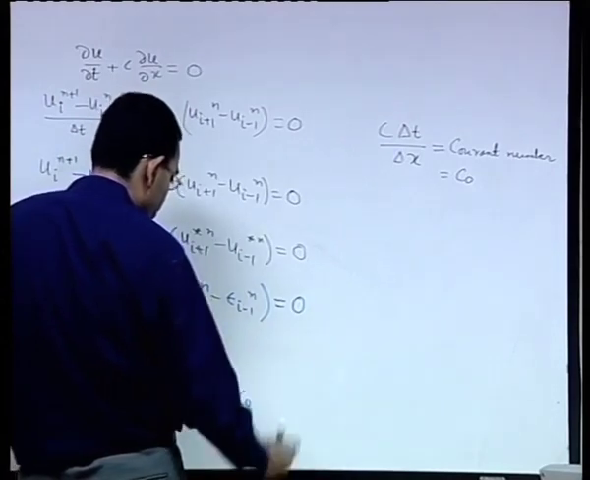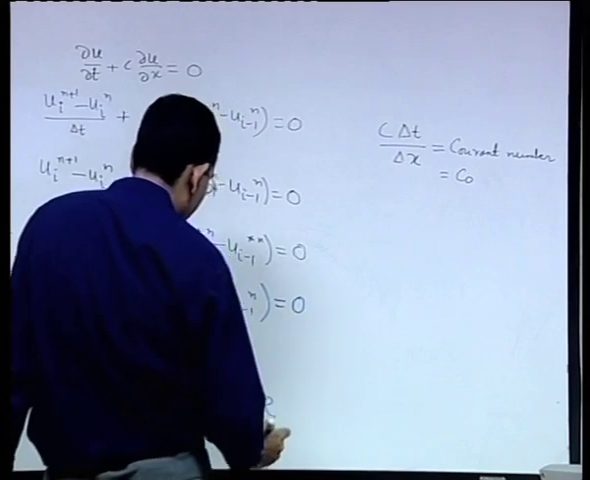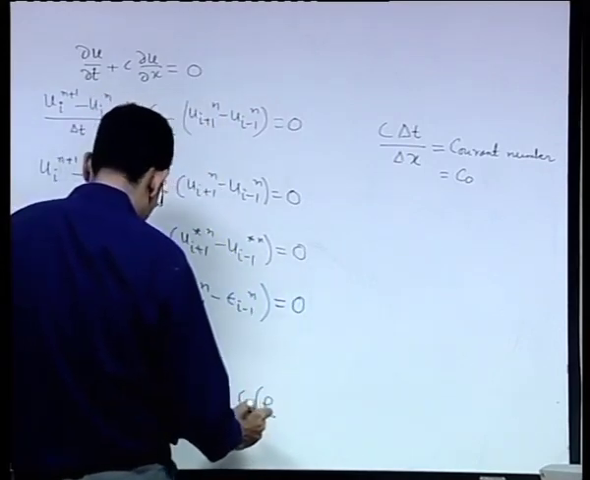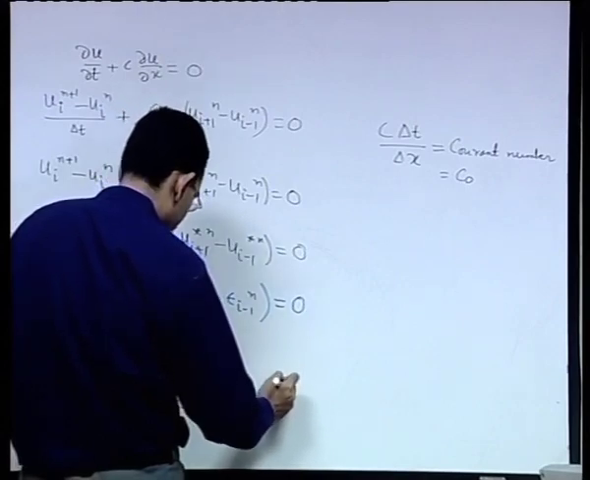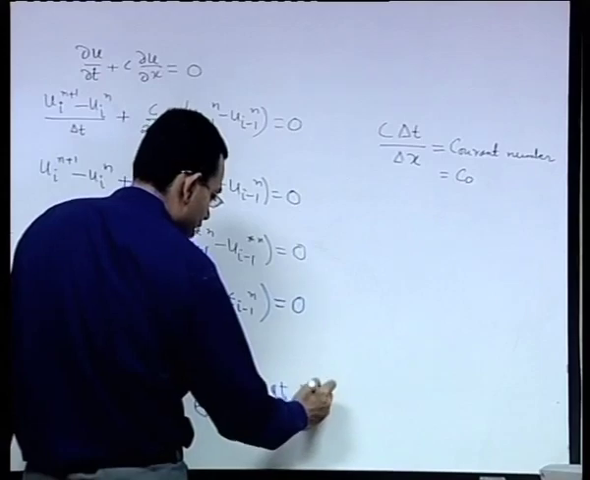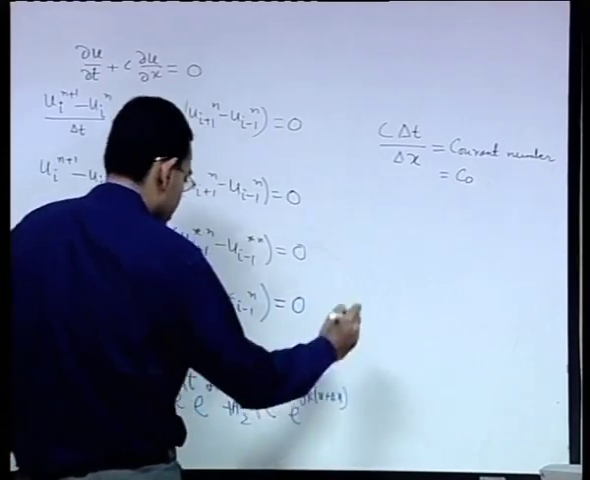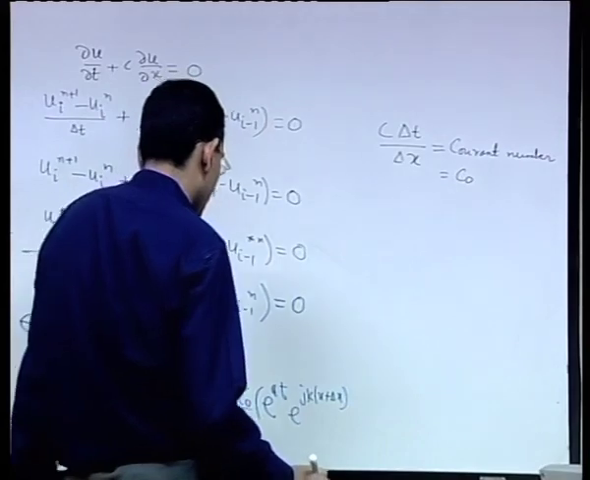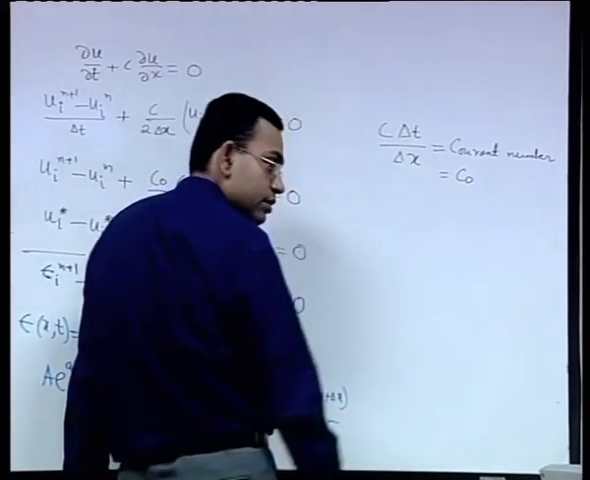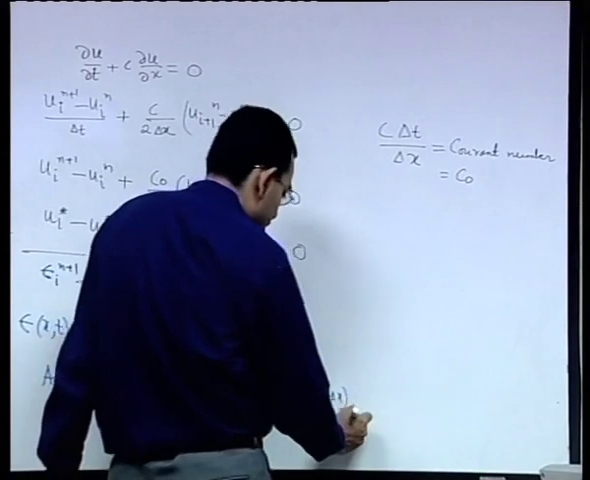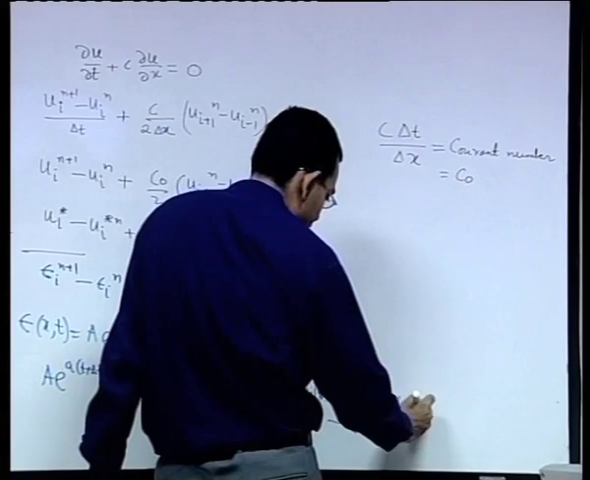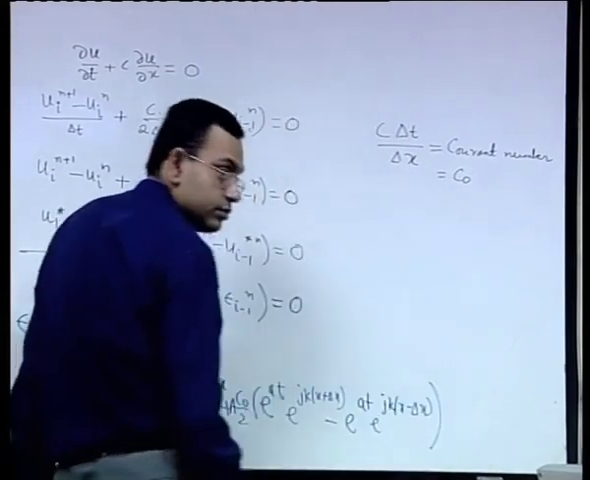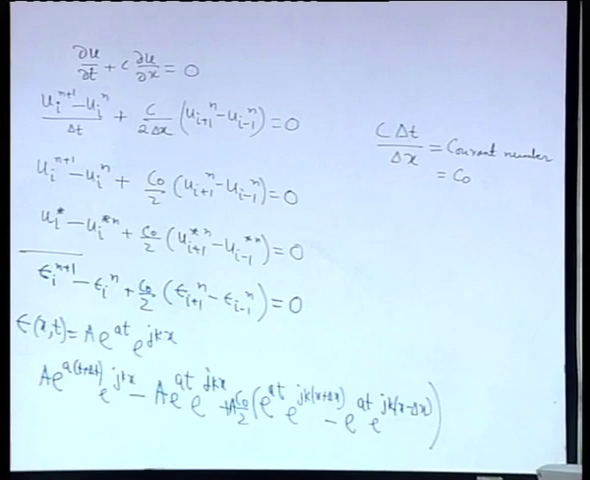plus C0 by 2 e to the power a t into e to the power j k (x plus delta x) minus e to the power a t into e to the power j k (x minus delta x). Okay. So, let us simplify this equation now.